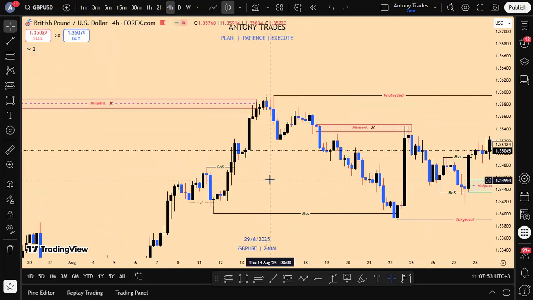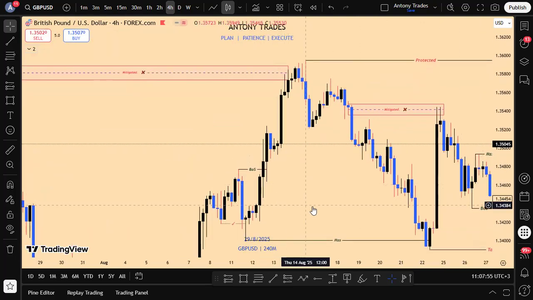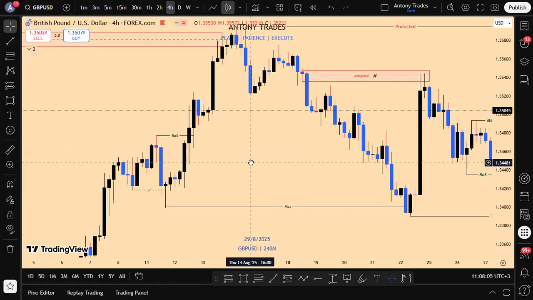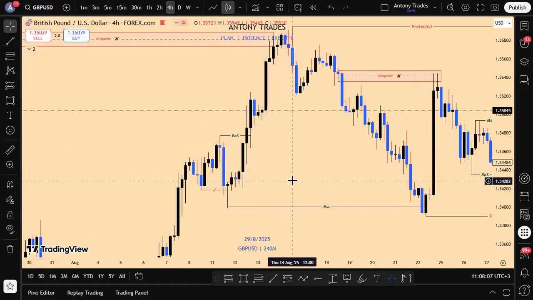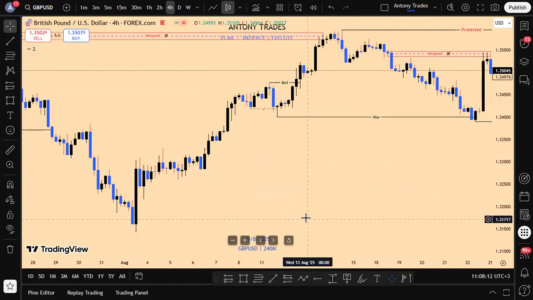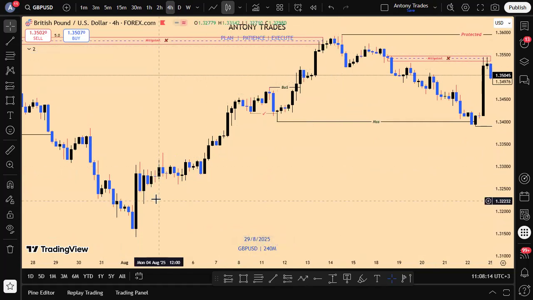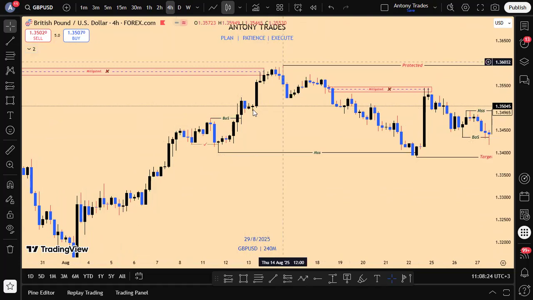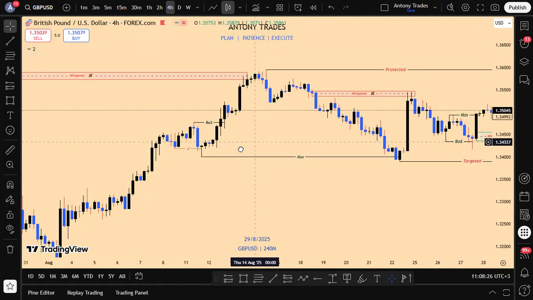Did we get the change of character, guys? Because the change of character is the one that proves to us that the market is willing to change the direction. Until you get a change of character, the trend has not shifted. And which trend am I talking about? I'm talking about this pullback. You see, this pullback is the trend that we are talking about. Until you get a market structure shift, this pullback trend is still bullish.